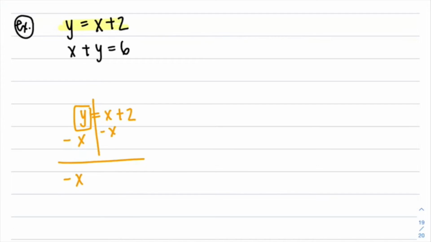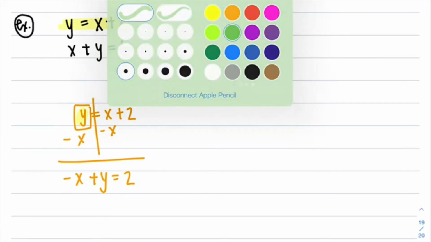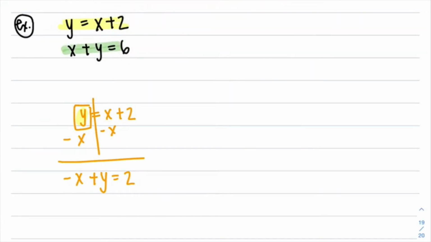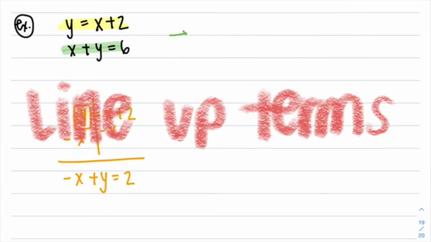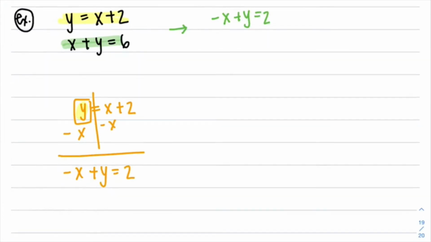All right, and that's going to give me minus x. So again, take the sign. Here I have a positive y, so we're going to show that with that plus sign. And then is equal to 2. And the reason why I wanted to put that x first is because if you take a look at that second equation here, x is first here. And we want to make sure that they line up. So this problem can be rewritten as negative x plus y is equal to 2.